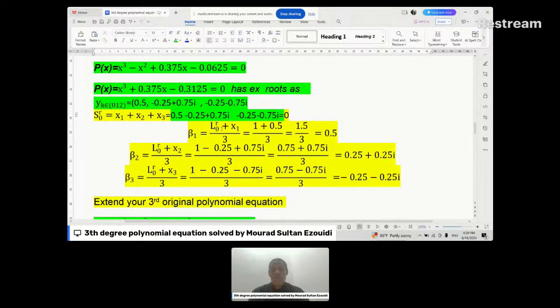Therefore, now just substitution: L0 is 1 plus x1 is 0.5. So 1 plus 0.5 divided by 3 is 1.5 divided by 3, which gives 0.5.